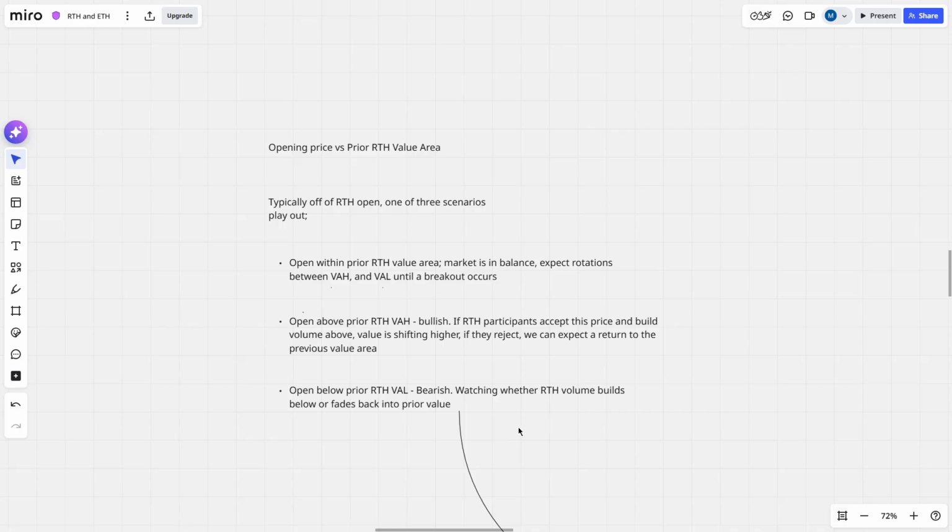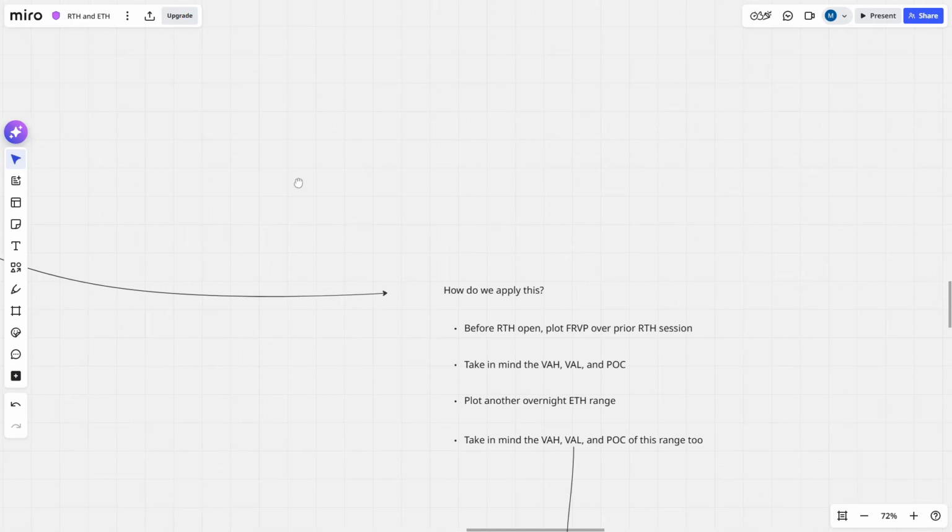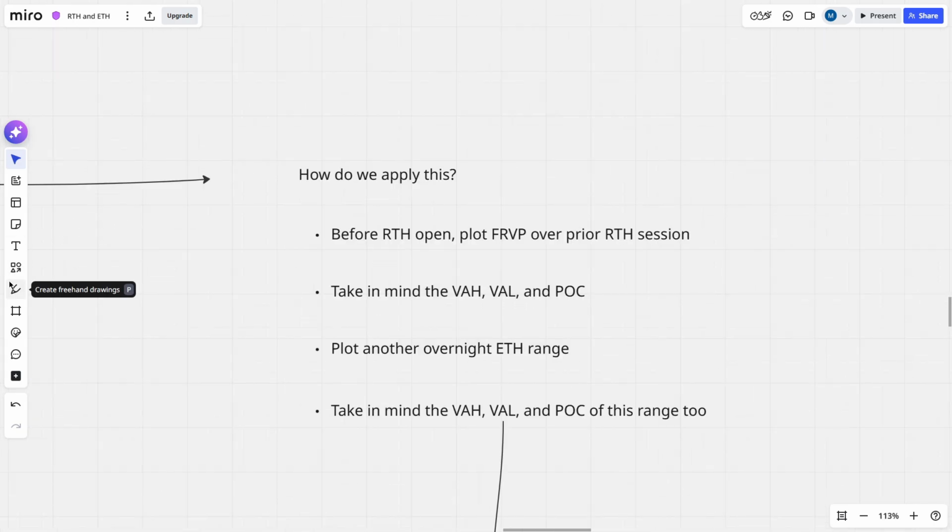So that is a lot to take in, and it's a lot to be said without actually knowing how we actually apply what I'm saying. Before the RTH open, you'd want to plot a fixed range volume profile over the prior RTH session. That's the first stage. With this, just take in mind what the value area high, the value area low, and the point of control are. Then you plot your overnight ETH range, and as with the last one, you take in mind the value area high, the low, and the point of control of this range.